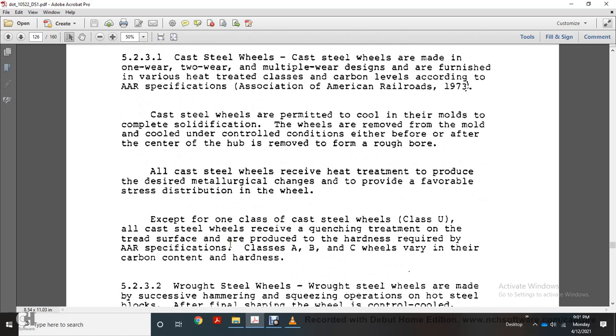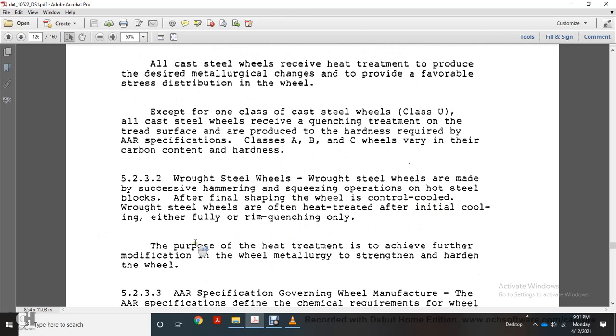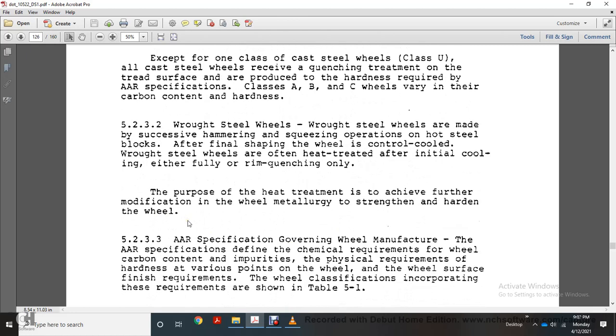Except for one class of cast steel wheels, Class U, all cast steel wheels receive a quenching treatment on the tread surface that produces the hardness required by the AAR specification. Class A, B, and C wheels vary in their carbon content and hardness. Wrought steel wheels are made by successive hammering and squeezing operations on hot steel blocks. After final shaping, the wheels are controlled cooled. The wrought steel wheels are often heat treated after the initial cooling, either fully or rim quenched only. Proper heat treatment achieves further modification of the wheel metallurgy, strengthening and hardening the wheel.